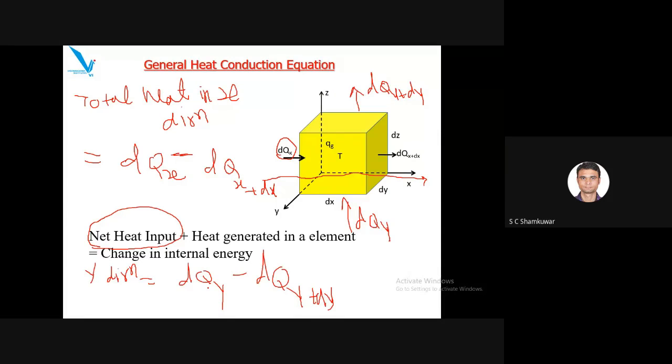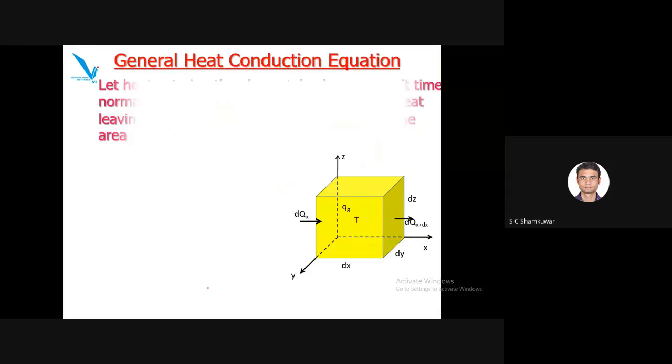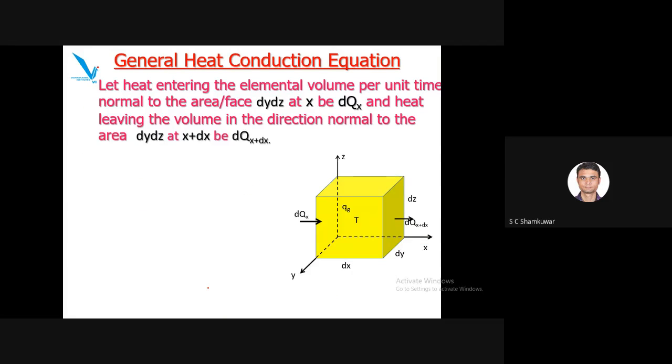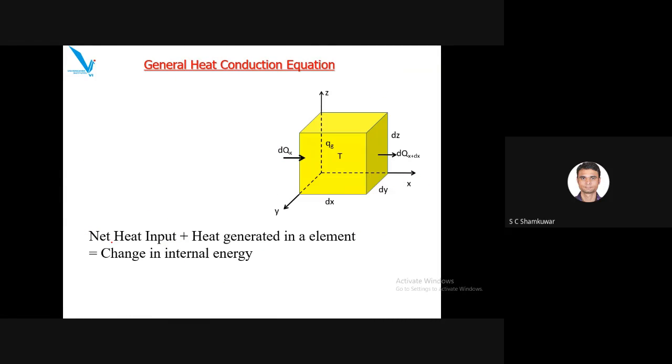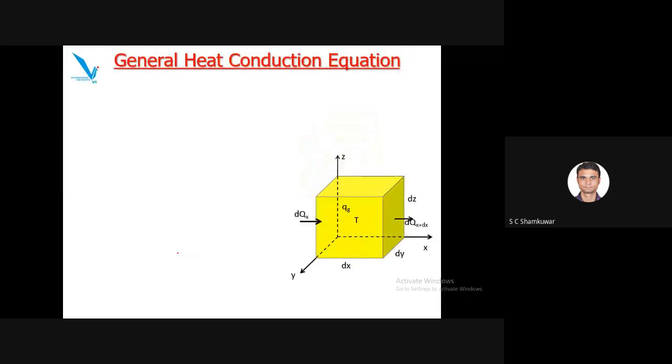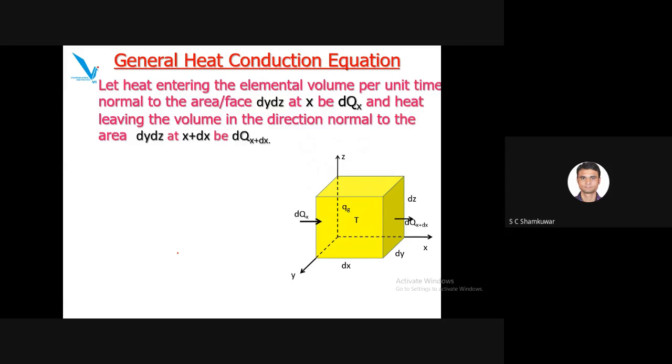Likewise there will be a total heat input in the z direction. So first we will consider the total input. What is our ultimate aim? Our ultimate aim is to apply the first law to the rectangle, and the first law is: net heat input plus heat generated in the element is equal to the change in internal energy. So for calculating the net input, you should know the net heat input in the x direction plus the net heat input in the y direction plus the net heat input in the z direction.